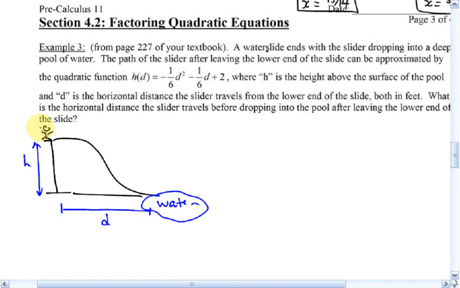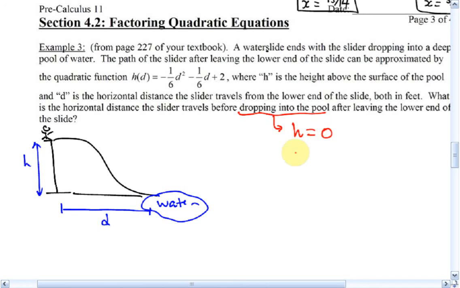Okay? Marie. Okay, listen up. What I'm asking you to do here is tell me, what is the horizontal distance the slider travels? So what is d before dropping into the pool, before h equals 0? When you drop into the pool, your height actually becomes 0. Okay, so I want you to understand this. Before dropping into the pool means that h equals 0.